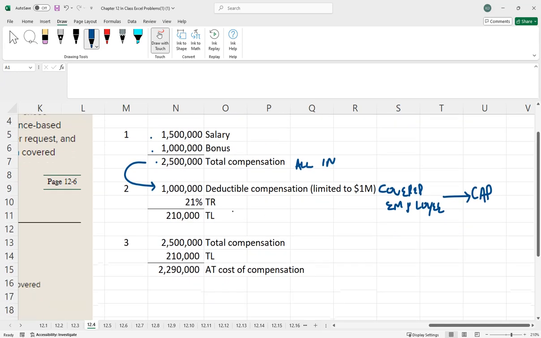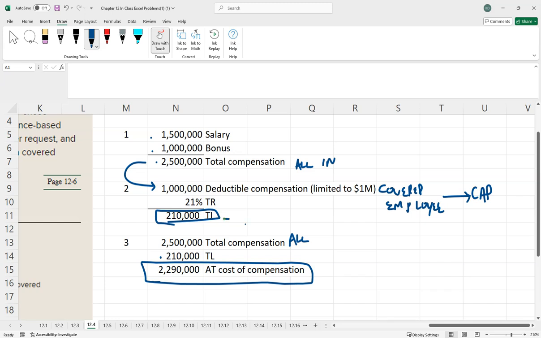So we run the numbers on that. We're only going to get a deduction for 1 million. When we back out the benefit that we get from the tax deduction, truly he's only costing us 2.29. We use that all-in number from above, the total compensation, and back out the tax benefit of 210, which is based on the cap. That gets us our after-tax cost of compensation for that employee.